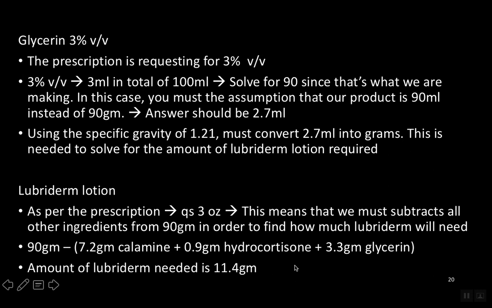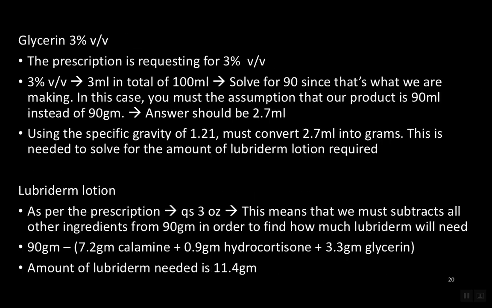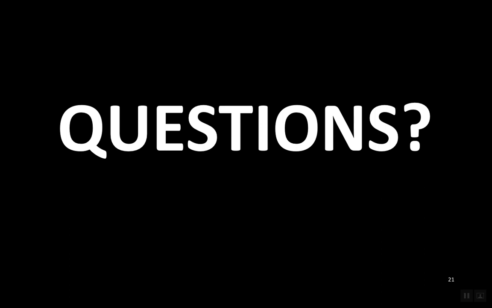Now, when you're mixing this or preparing it, you're gonna weigh out your powder, and then you're gonna use the base to levigate the powder into finer particles on the ointment slab. You also weigh out your hydrocortisone at 0.9 grams, and you're gonna use geometric dilution to mix this with the base. And you have the glycerin. The glycerin is very oily, so it's gonna be easily incorporated into the Lubriderm lotion for you to make your final product. And that will be the end of this video.